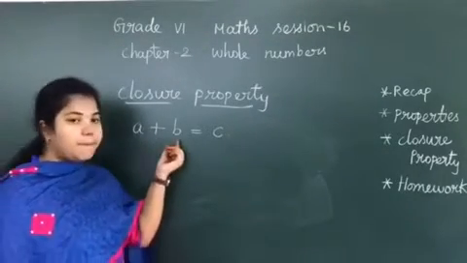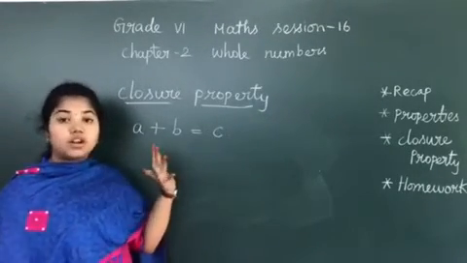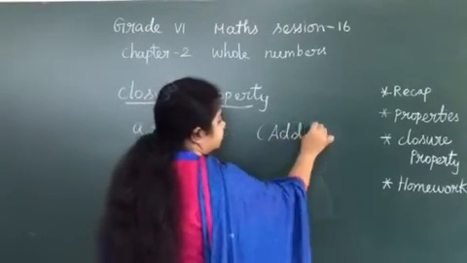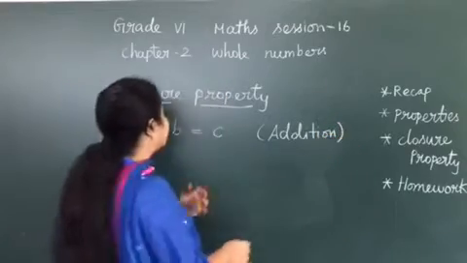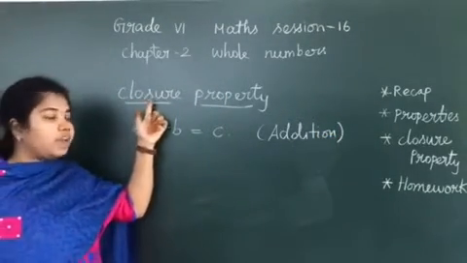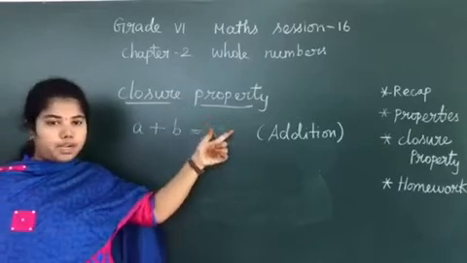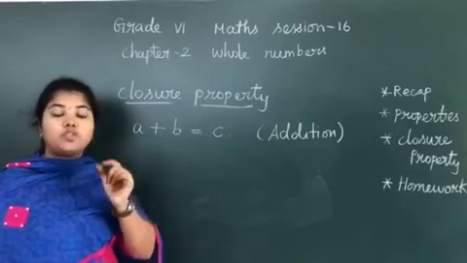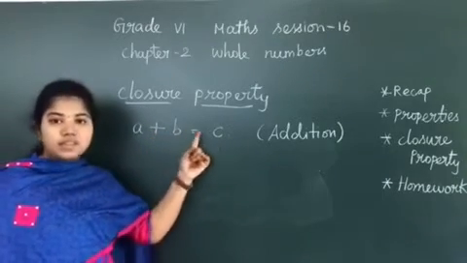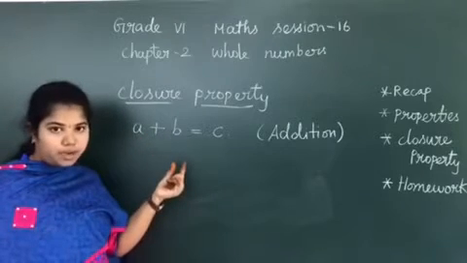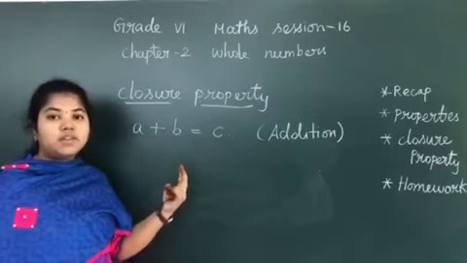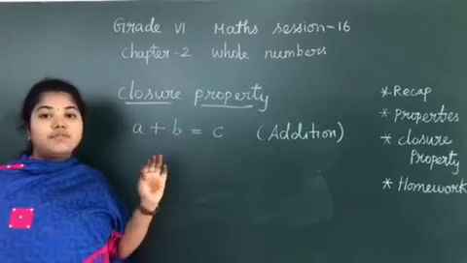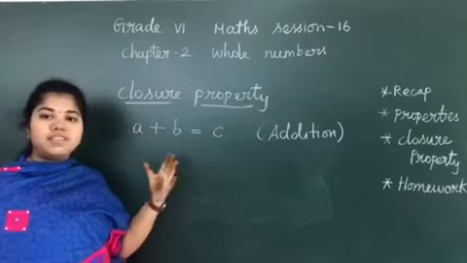Now A plus B is equal to C. This is our closure property in addition. Closure spelling: C-L-O-S-U-R-E. Closure property. So for addition, A plus B is equal to C. I am going to choose 3 variables A, B and C. So what is my closure property? The sum of 2 whole numbers should be a whole number. If it is a whole number, the closure property is satisfied. If it is not a whole number, then the closure property is not satisfied.